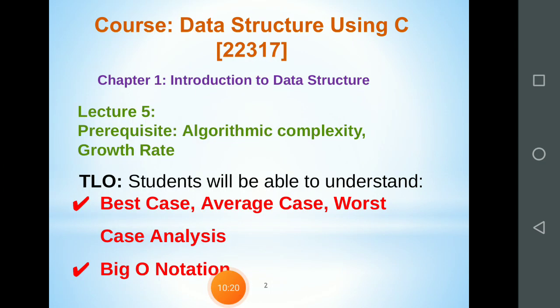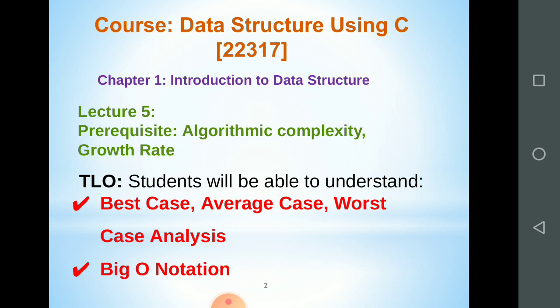Okay, so again we will go to our lecture number 5. We have to know what algorithmic complexity is. There are two types of complexities: space complexity and time complexity. We have completed the algorithmic complexity concept and the growth rate, or you can say the growth function. And we have to learn these three things now: best case, average case, worst case complexity, and big O notation.